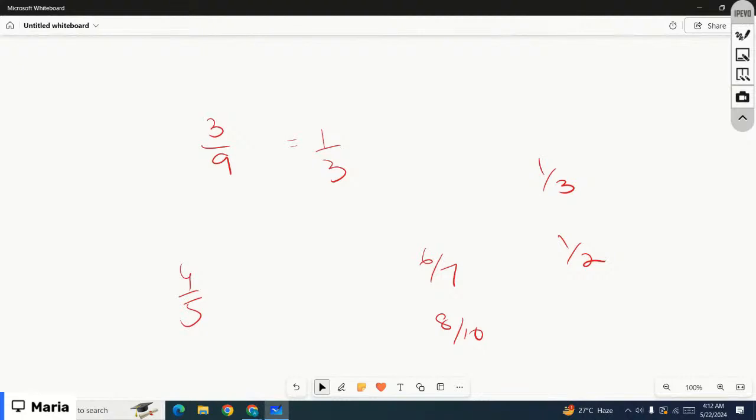Yes, that is 8 over 10. The correct option is 8 by 10. Option number 2 is the correct option, right? Because 4 times 2 is 8 and 5 times 2 is 10. So they are equivalent. The correct option is 8 over 10.